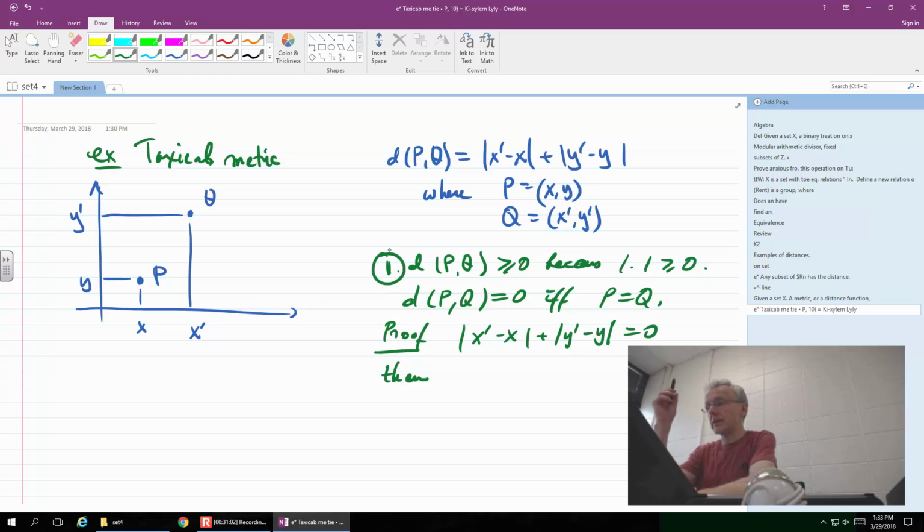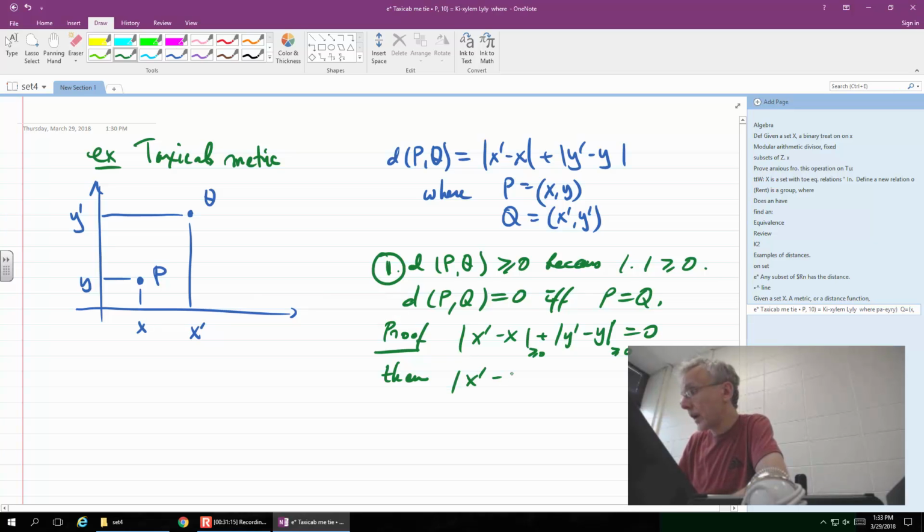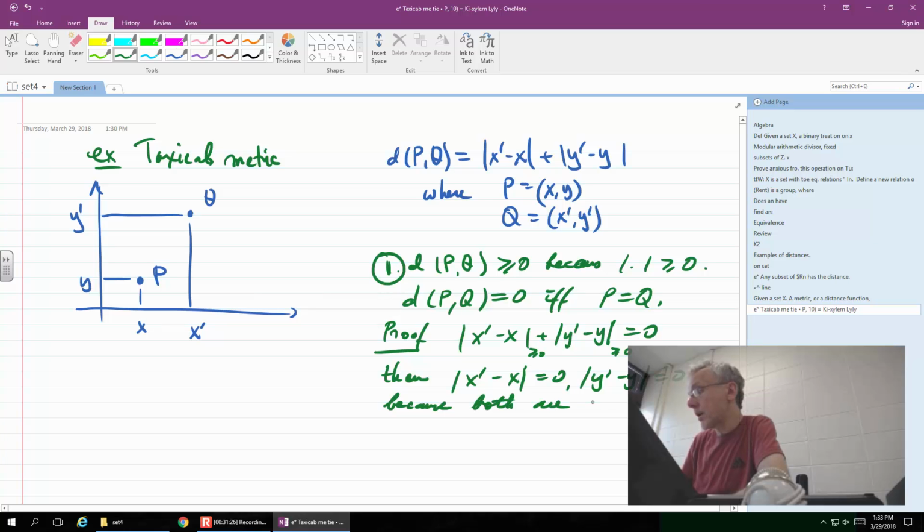First number is the absolute value, so it's non-negative. The second one is also non-negative. But they add up to 0. What does it tell you? They reach 0. So then x prime minus x is equal to 0, and y prime minus y is equal to 0, because both are non-negative.